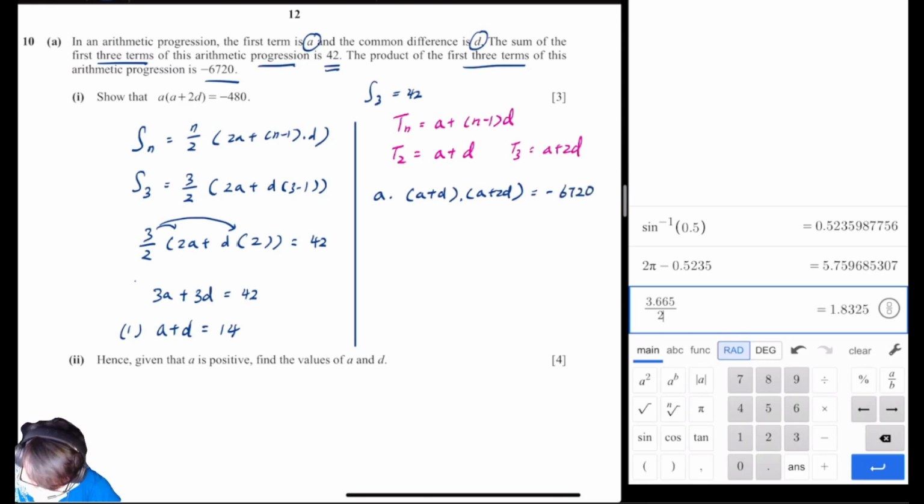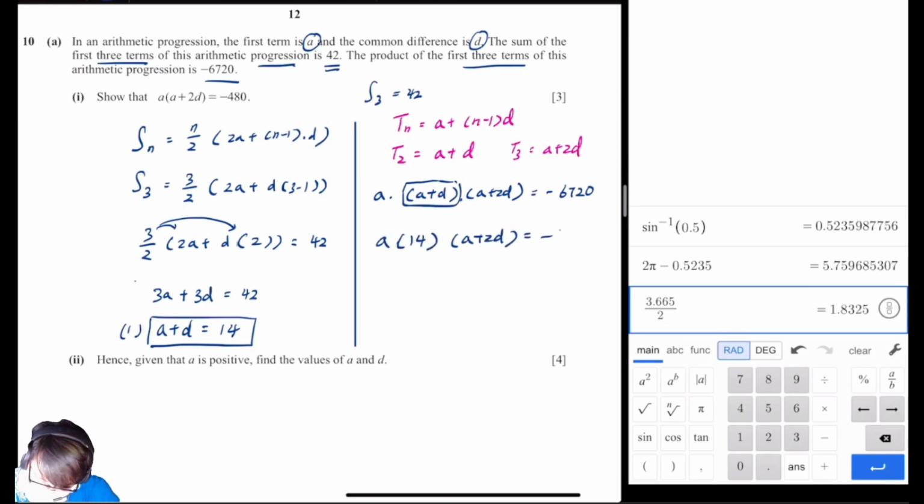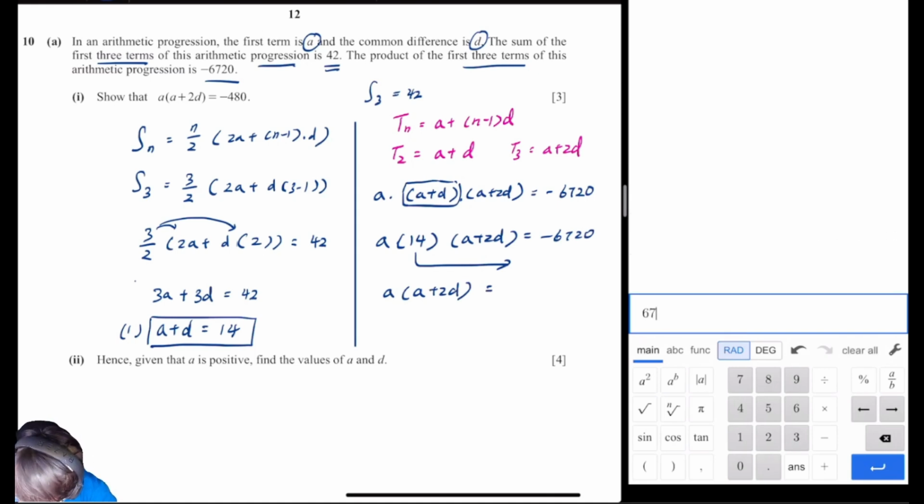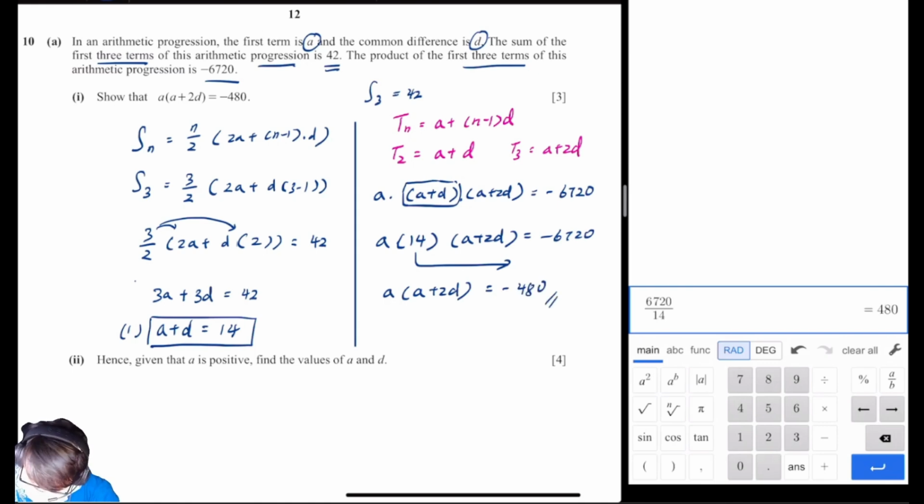And remember what we did earlier? a plus d is equal to 14. So just replace that entire bracket with 14. So 14 times a(a plus 2d) is minus 6,720. Move the 14 to the other side, so it will be a(a plus 2d). And then just punch your calculator: 6,720 divided by 14 is going to be minus 480. So there, you have shown whatever they wanted shown.